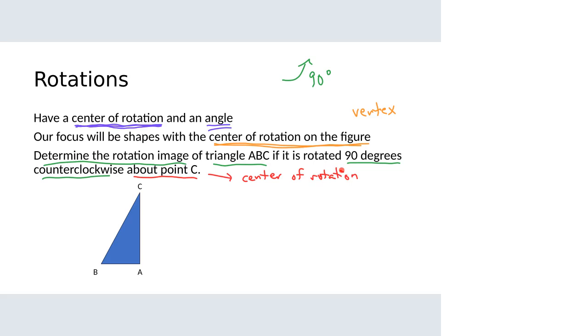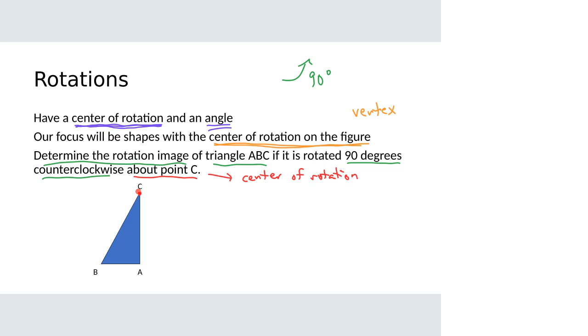Point C is fixed. So point C here is not going to move when I rotate this triangle. Imagine having this triangle as a piece of paper cut out on a desk, and you put your finger where point C is, and the rest of it you can spin around and rotate. And that's what's happening here. Point C is fixed. That's our center of rotation. It can't move, but the rest of the triangle is going to move.